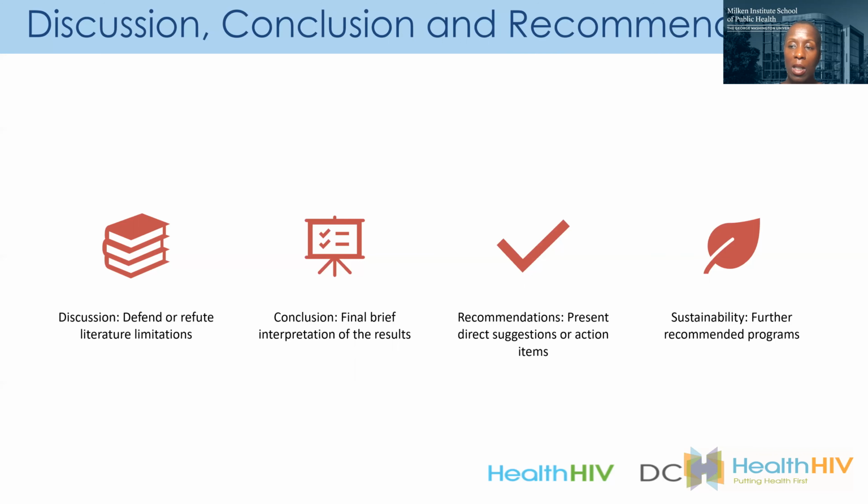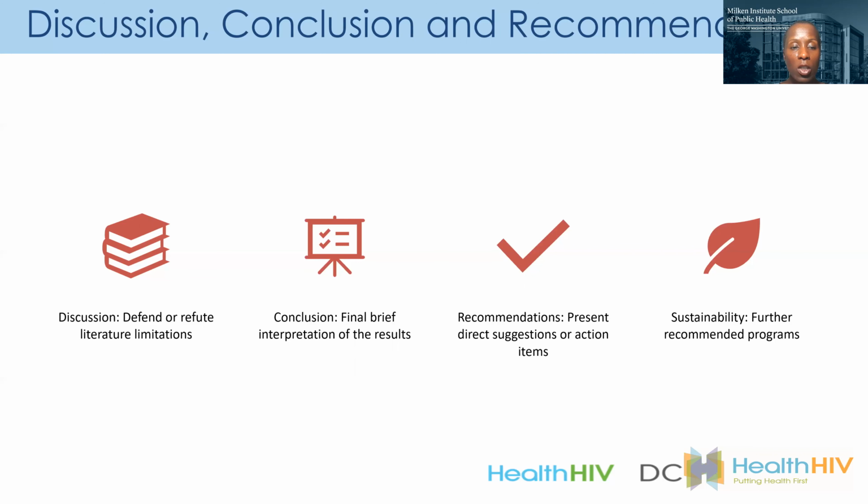So the first thing that we want to do in the discussion is defend or refute the literature limitations. So one of the things, if you recall from that background and significance, is that we wanted to address the gap that we found among Black men who have sex with men, because the literature at some point didn't include what you saw to be a challenge in your population, in your community.